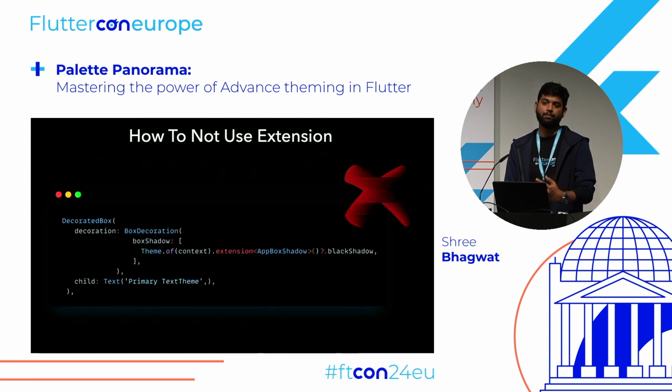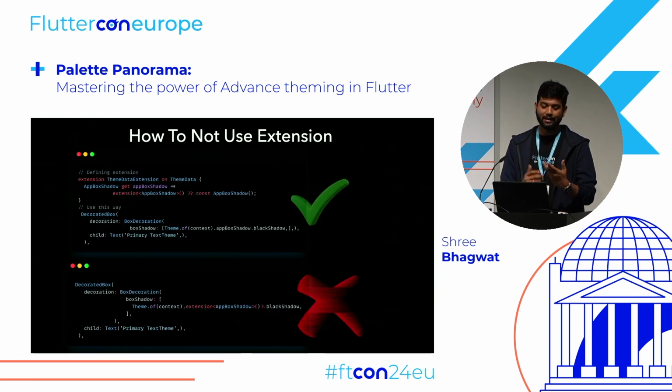Generally, after creating extensions, people just call the extensions directly. For example, we have a DecoratedBox, and inside the BoxShadow we just use Theme.of(context).extension, where we initialize the extension right there. But I advise not to do it this way. Of course, this will work. It's not like it won't work, but I would still advise not to do it this way.